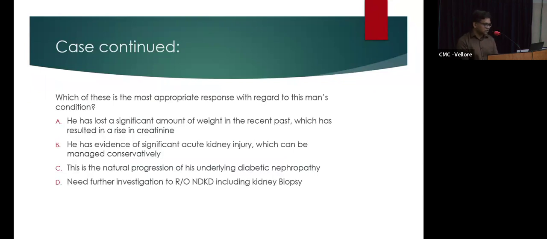He has lost a significant amount of weight in the recent past, which has resulted in the rise in creatinine, or he has evidence of significant acute injury, which can be managed conservatively. Or, this is the natural progression of underlying diabetic nephropathy. But this patient might need further investigation to rule out NDKD, including the kidney biopsy.